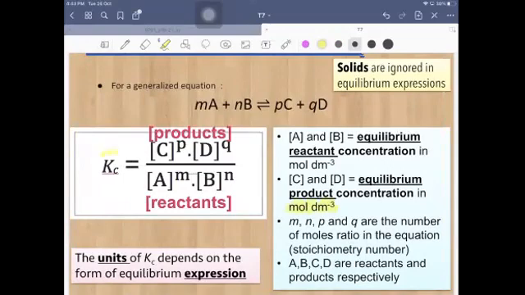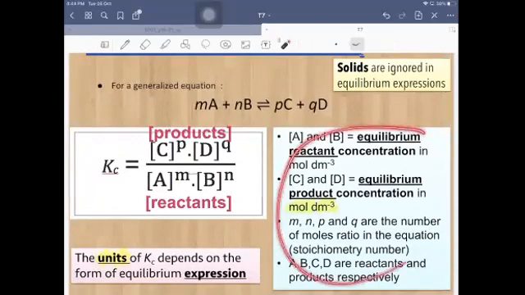Now, what is the unit of Kc? The unit of Kc has to be worked out based on each individual expression. It depends on the system. So Kc will have several units depending on which reversible system we are looking at, right? I will show you when we look at the example after this.